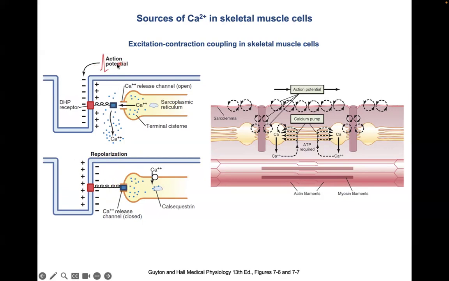The incoming action potential depolarizes the membrane potential, changes the conformation of this voltage-gated calcium channel, also known as DHP. This results in opening of the ryanodine receptor in the sarcoplasmic reticulum. So now calcium can leave the sarcoplasmic reticulum and move into the cytosol. This increases the concentration of calcium in the cytosol and triggers the contraction.